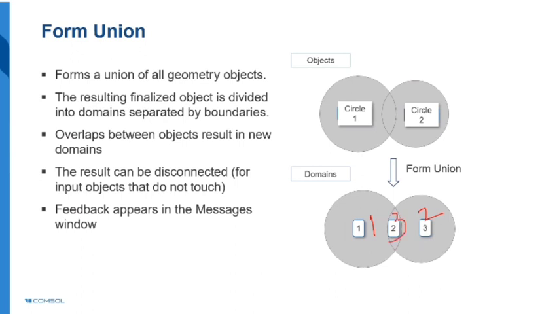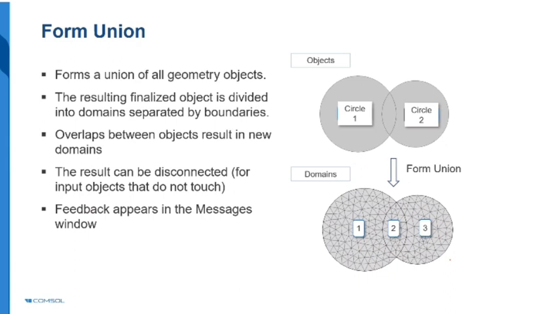But from the logic that I was explaining, if this is the origin that you are having somewhere over here, in that case, this domain will have the number 1, the overlapping domain will be numbered as 2, and the farthest domain will be numbered as 3. This is how the domain numbers are done in COMSOL.